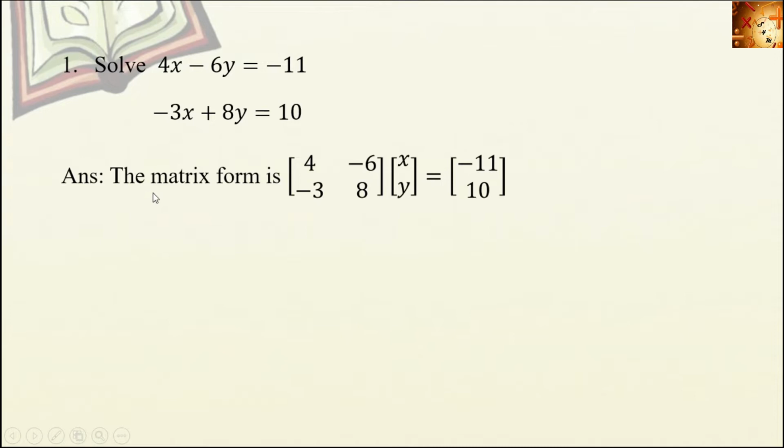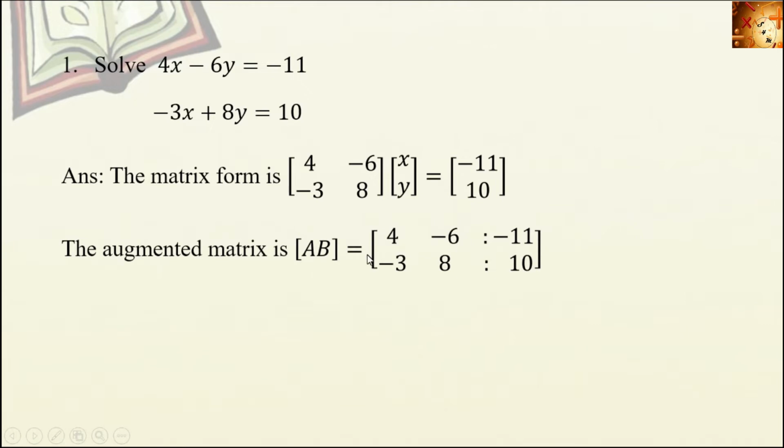Moving to the problems. First one, solve 4x minus 6y equal to minus 11, minus 3x plus 8y equal to 10. First of all, write the matrix form. Here the coefficients are 4, minus 6, minus 3, 8, into variables x, y, equal to minus 11, 10. First of all, write the augmented matrix. So here the augmented matrix AB equals 4, minus 6, minus 11; minus 3, 8, 10.